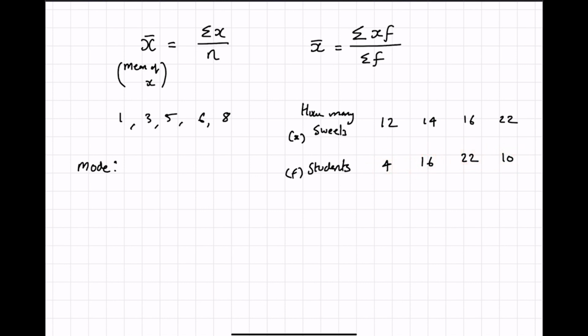So clearly the number of sweets which is the most popular would be this one here, since 22 people have 16 sweets. So very simply, based on that, we can say the mode is 16 because it's the most popular one. So that one's quite simple there. Next up is the median, which is also fairly simple.